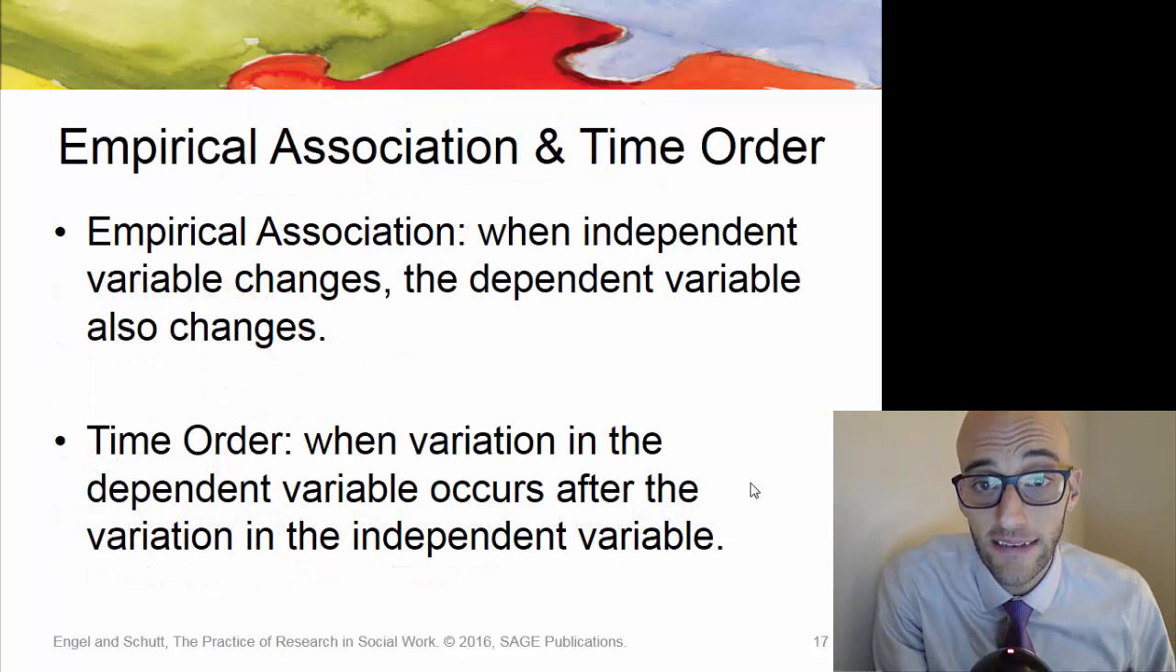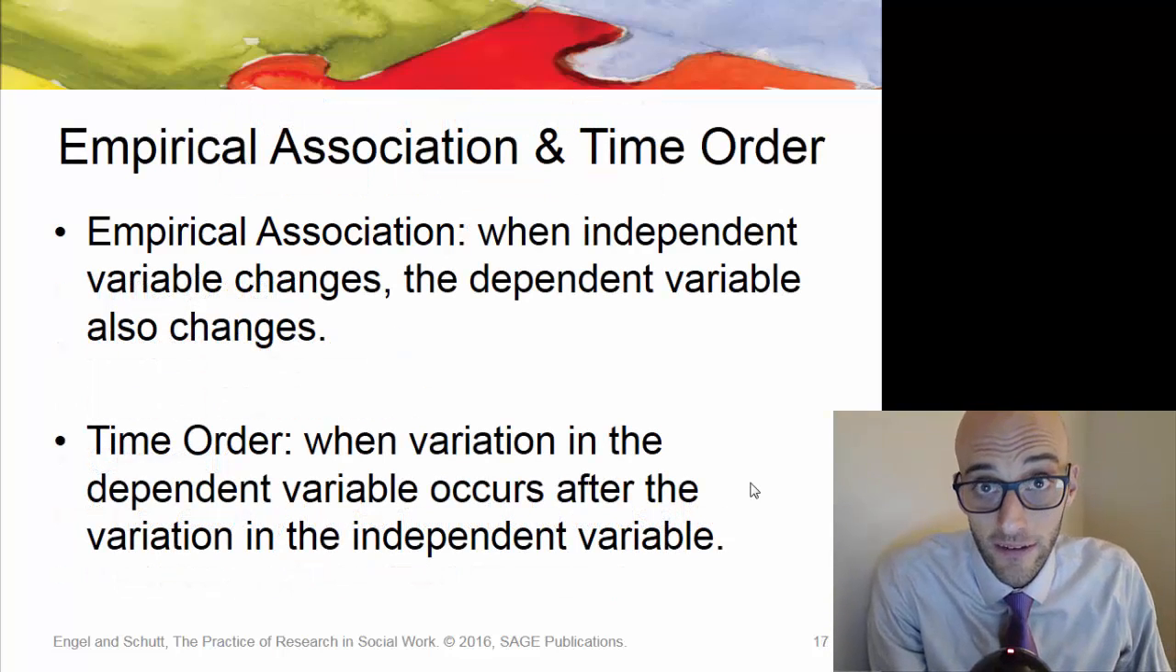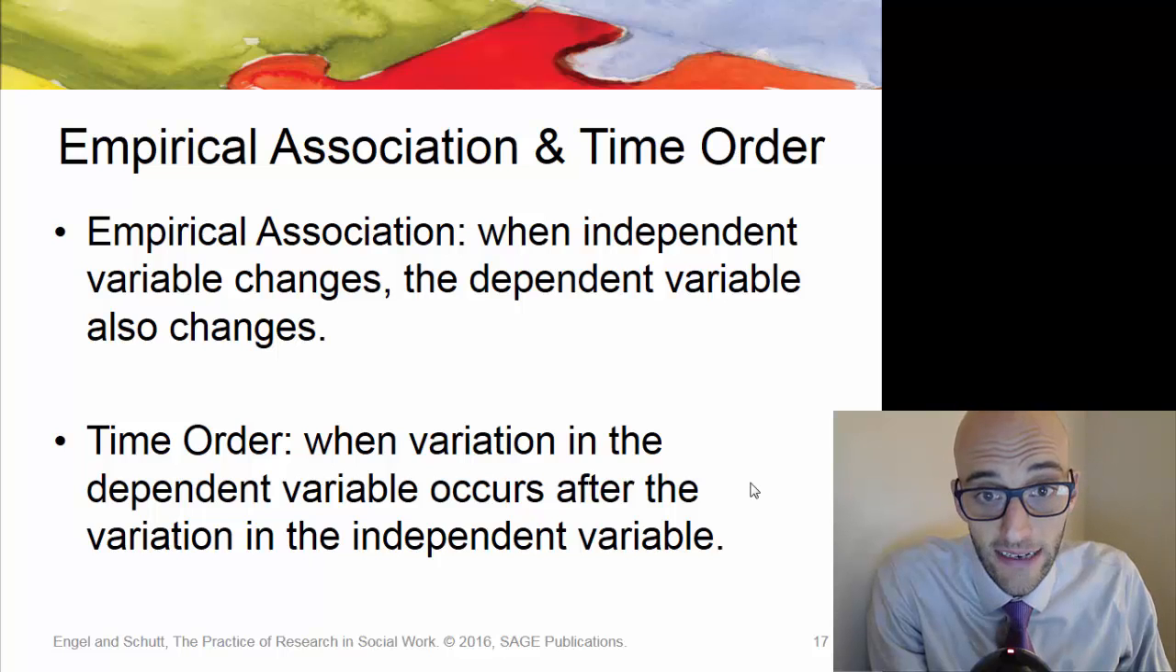So empirical associations and time order. Empirical association is when an independent variable changes, the dependent variable also changes.